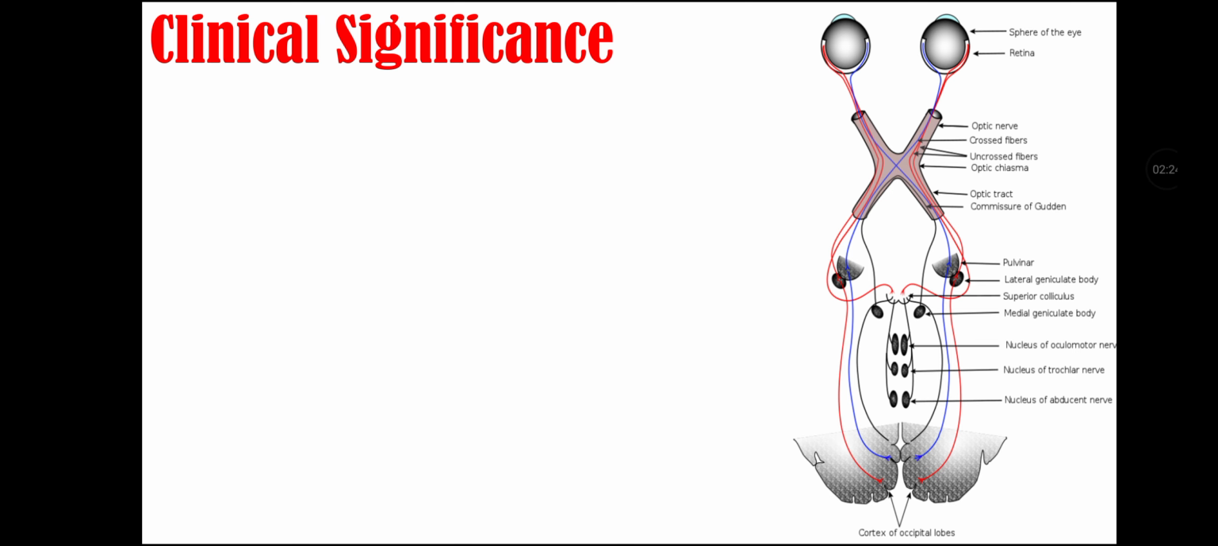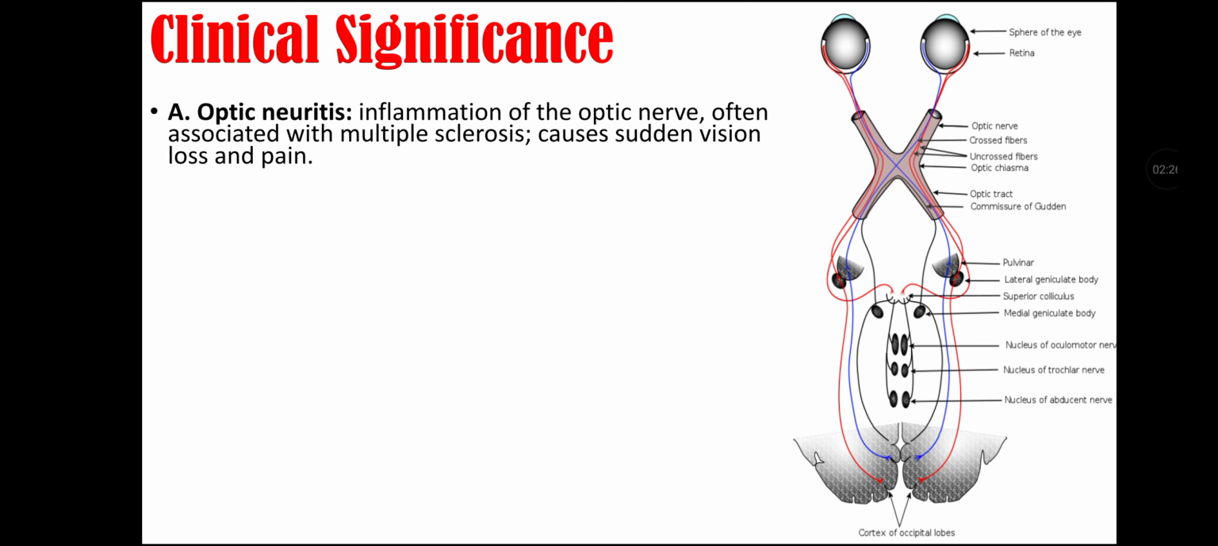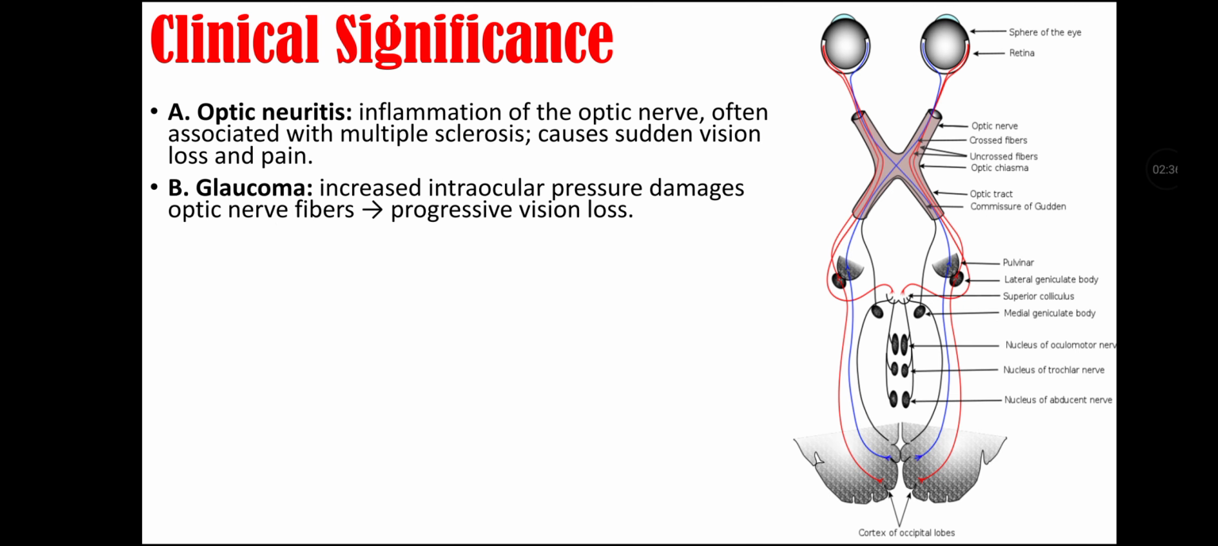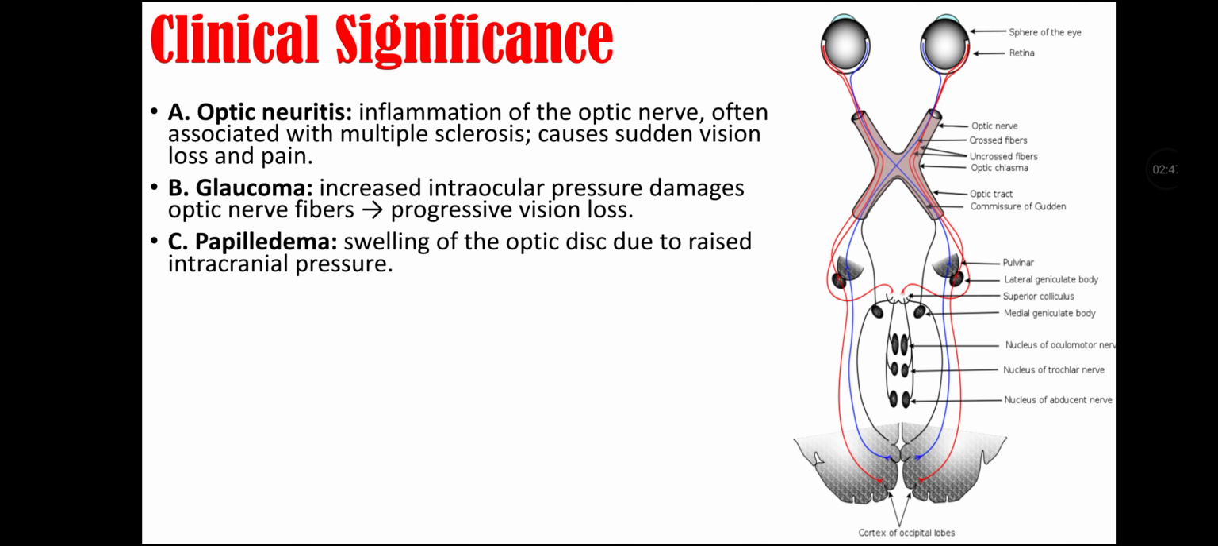Clinical significance of the optic nerve. First is optic neuritis, that is inflammation of the optic nerve, and it is often associated with multiple sclerosis. Its symptoms include sudden vision loss and pain. Second is glaucoma, that is increased intraocular pressure that damages optic nerve fibers and causes progressive vision loss. Third is papilledema, that is swelling of the optic disc due to raised intracranial pressure.